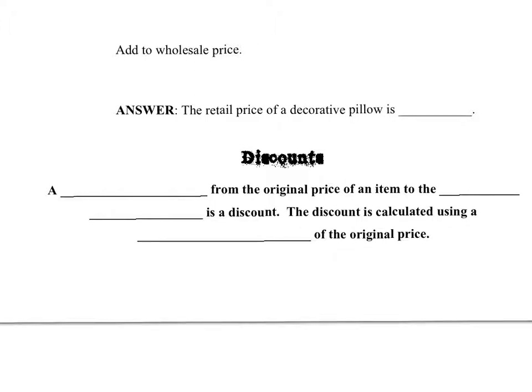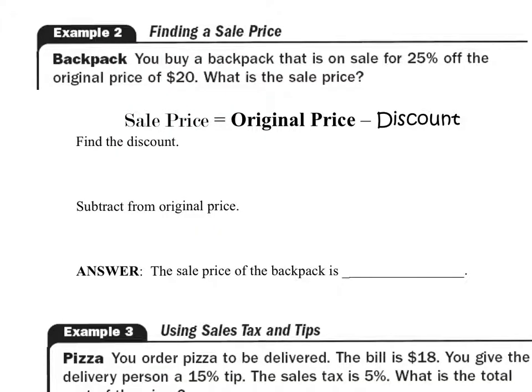A decrease from the original price of the item to the sale price is what's called the discount, and the discount is calculated using a percent of the original price. So, here's the first problem. You buy a backpack that's on sale for 25% off the original price of $20. What is the sale price?